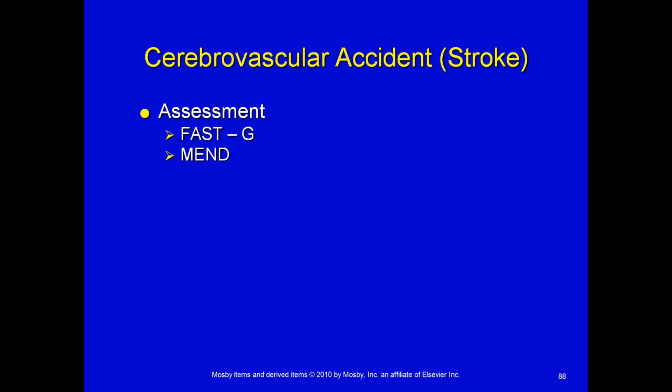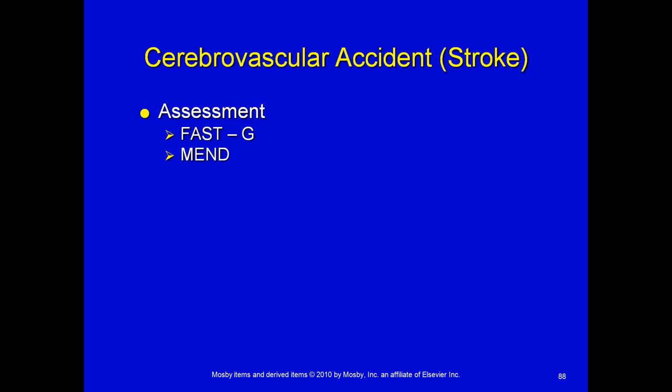Essentially, the FAST-G looks at hemispheric strokes, either left or right hemisphere strokes, which only account for about 60% of all strokes. But by doing the MEND exam, and this is something we could do en route, we don't have to sit on scene and do it, we're able to pick up the presence of uncoordination or not being able to follow certain commands, which would indicate perhaps a cerebellar or basilar or brainstem stroke.